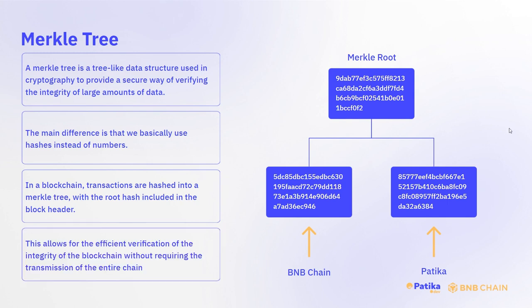Okay, this allows for the efficient verification of the integrity of the blockchain without requiring the transmission of the entire chain. So what do we mean by that? Okay, we'll understand this in detail by giving an example, but first, why do we need this tree structure?